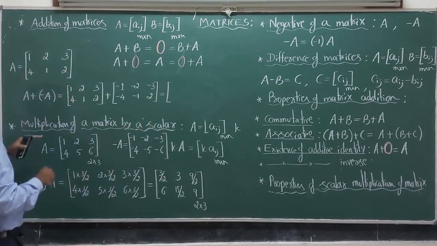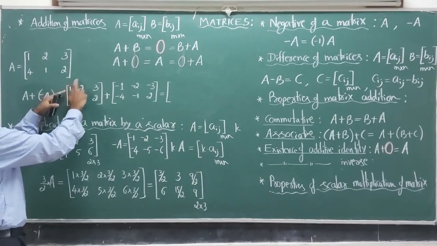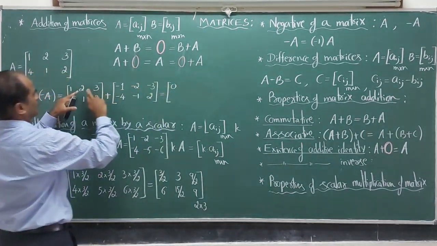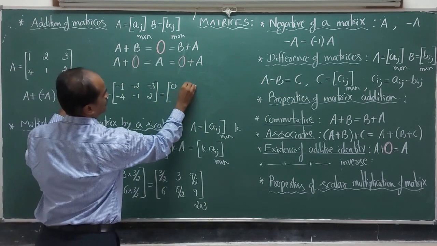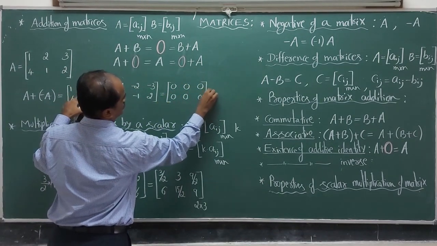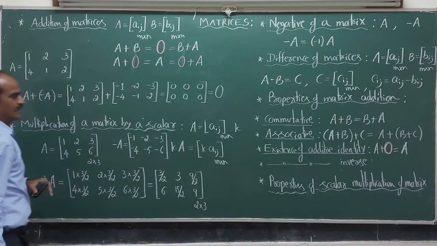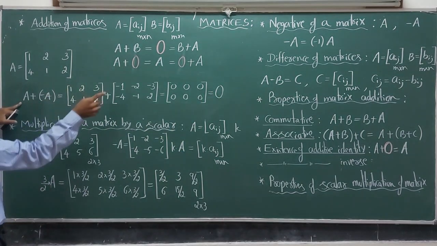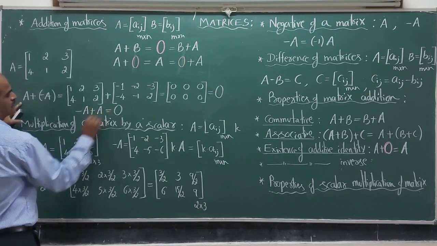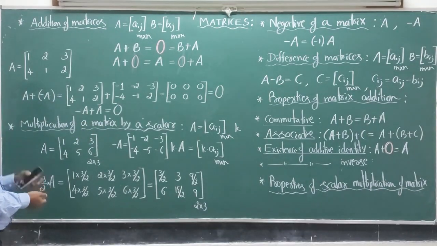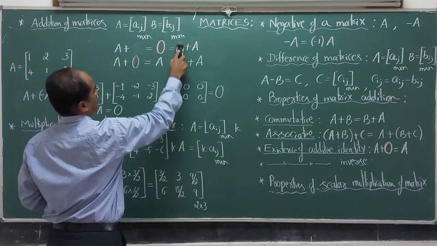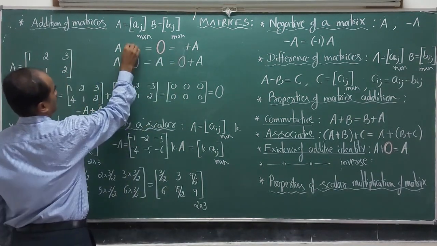Now let us add these two matrices. Corresponding elements I have to add. 1 plus of minus 1, 0. 2 plus of minus 2, 0. Like this all the entries reduce to 0. And that is equal to the null matrix. Not only A plus minus A gives us 0, even minus A plus A also gives us O, that is the null matrix. So here this matrix B is what? Minus A.